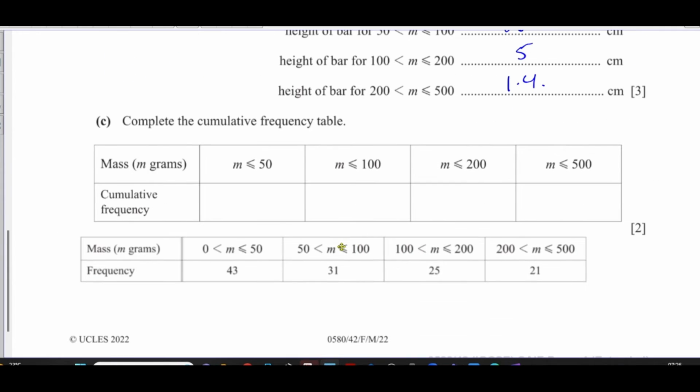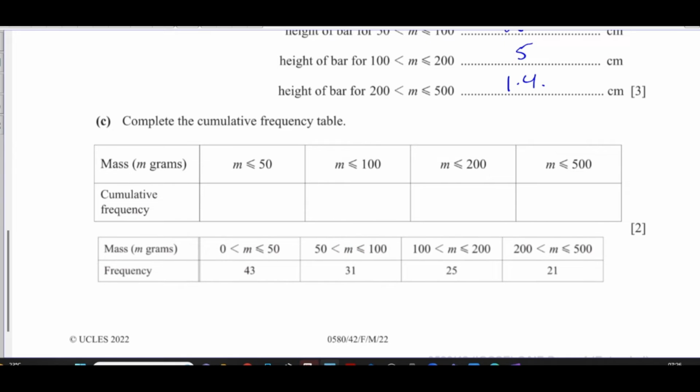So it says here, the cumulative frequency table. Now, a cumulative frequency table basically takes us all the way. We're going to see the masses. We're having all the letters whose masses are less than 50 altogether. That's 43. Then this represents the number of letters whose masses are less than 100, meaning from 0 to 100, all the way back to 0 again. So it's going to be 43 plus 31, all of these together. That's going to be 74.